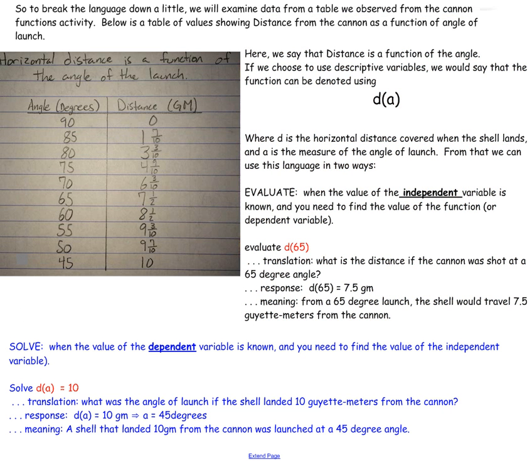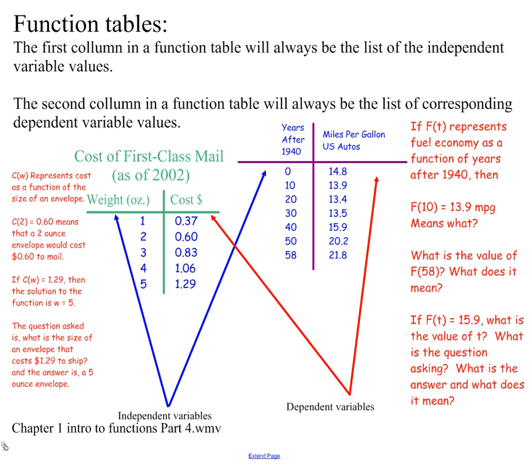It takes a while to get used to this language, but here are two more examples. We have these tables. We've seen these tables before. Here we talk about cost of first class mail, and that depends on the weight. So we would say C of W, cost, which is determined by the weight. A statement like C of 2 equals 60 has a direct translation: a 2-ounce envelope would cost 60 cents to mail. C of W equals $1.29 is a solve kind of question, and it's asking if the cost of shipping was $1.29, what was the weight associated? The answer, 5. Here you can see the cost was $1.29 associated with a 5-ounce weight package.